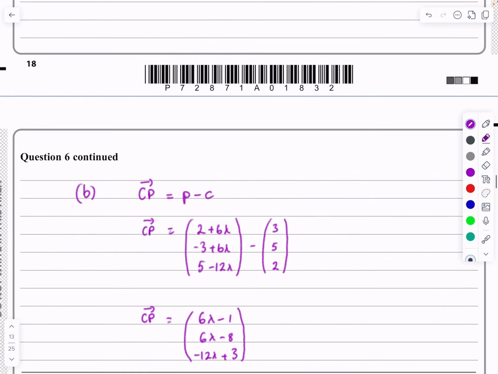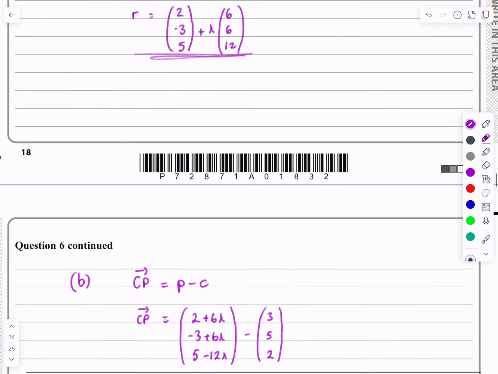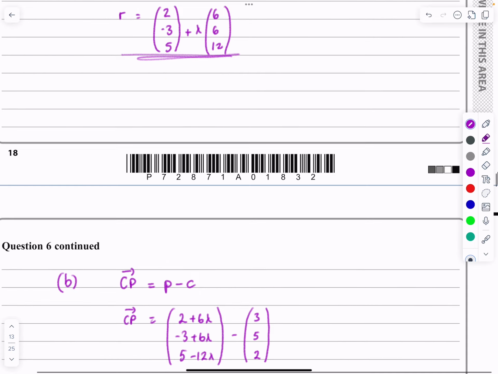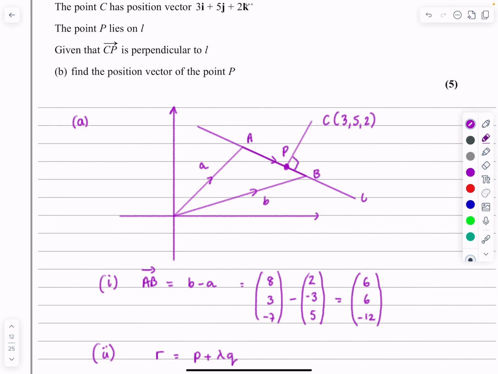And then what did we want? We want the position vector OP. So we still haven't got that yet. So OP is going to be, let's just have a look at this. Okay, if I want to get there, OP is going to be, now that I know what lambda is, 2, minus 3, 5 plus lambda lots of AB will give me what I'm actually looking for, which is the position vector OP. That's what I'm trying to get.